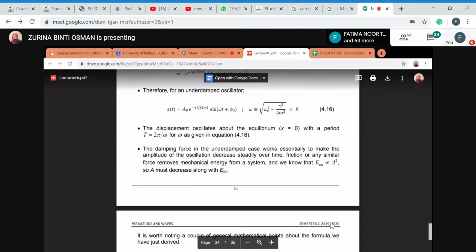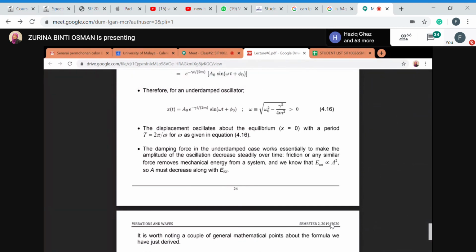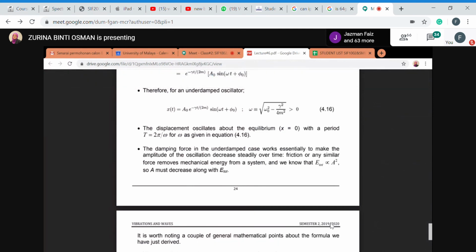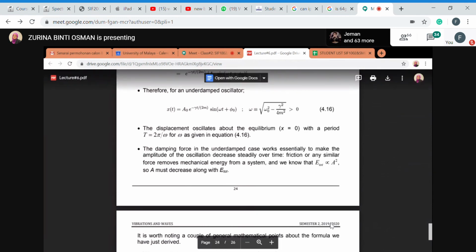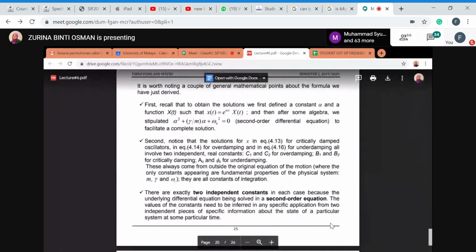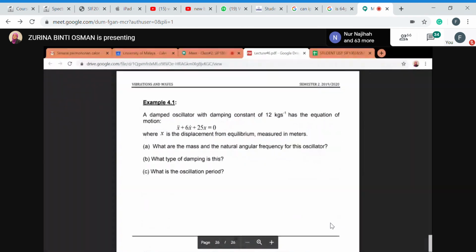A damping force in the underdamped case works essentially to make the amplitude of the oscillation decrease steadily over time. Friction or any similar force removes mechanical energy from the system, and we know that E total is proportional to A squared, because E total is equal to half m omega naught squared A squared. So A must decrease along with that E total. So this is the conclusion before we go to the example of this.